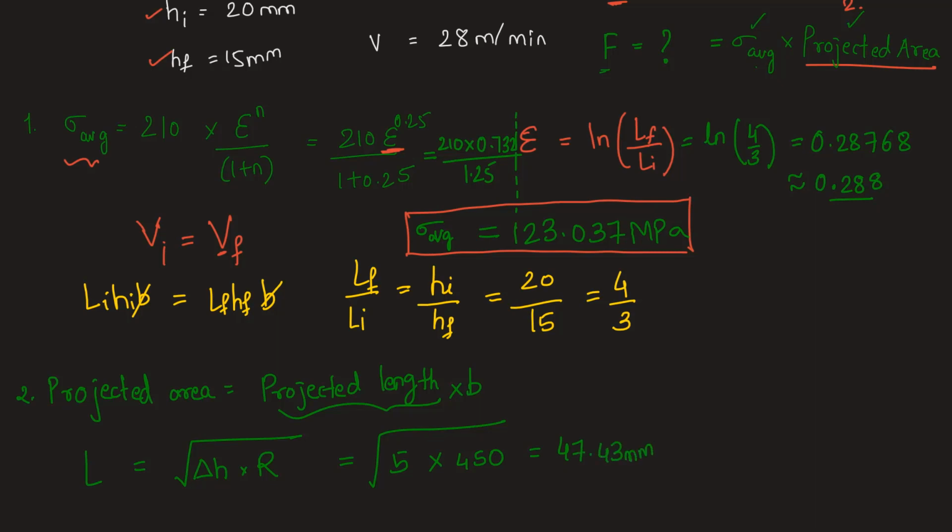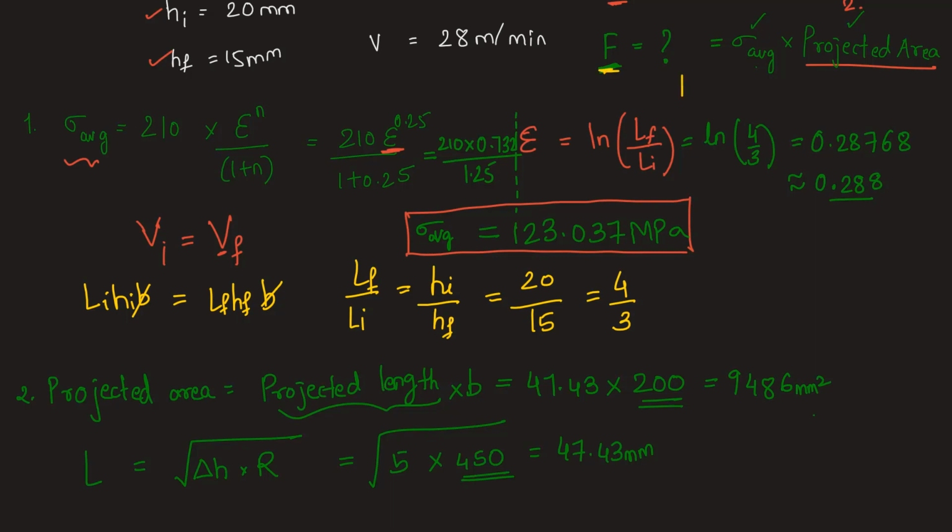And just putting this into the formula for projected area, we will have projected area as 47.43 into width, which is 200. Pay attention while putting the values. Width is 200 millimeters, and here we took the roll radius value, which is 450 millimeters. So projected area turns out to be 9486 millimeters square.